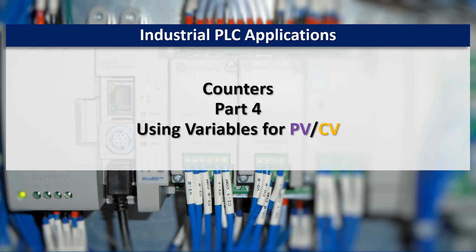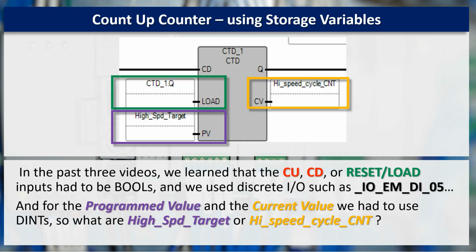Welcome to Industrial PLC Applications, and this video is the last in our counter series, part 4, using variables for the program value and the current value. In the past 3 videos, we learned that the count up, count down, reset, or load inputs had to be booleans, and we used discrete I/O such as _IO, _AM, _DI, 05. And for the program value and the current value, we had to use dints.